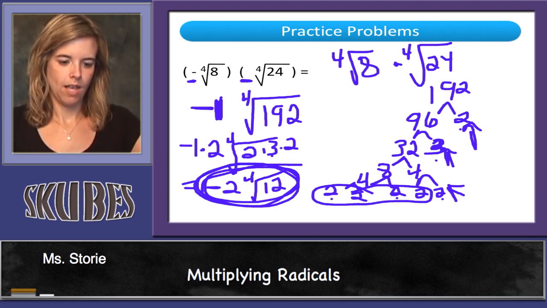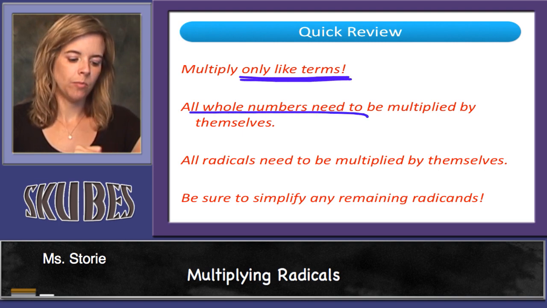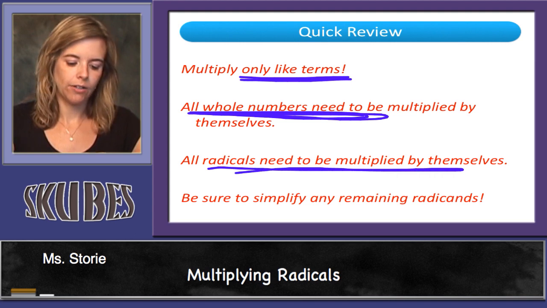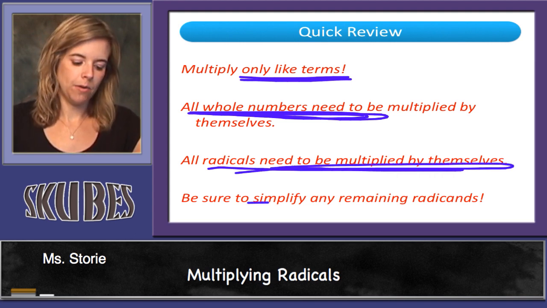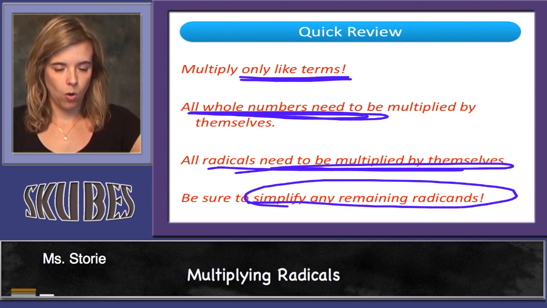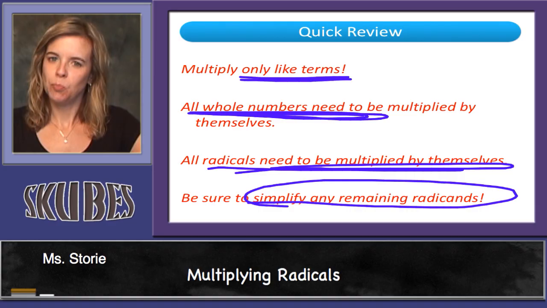Okay. For a quick review, multiply only like terms. Remember, I only multiplied the whole numbers by the whole numbers. I only multiplied the radicals by the radicals. And then I went back and simplified any remaining radicands. And of course, always go back and double check your work. And that's it for our lesson on radicals multiplying.